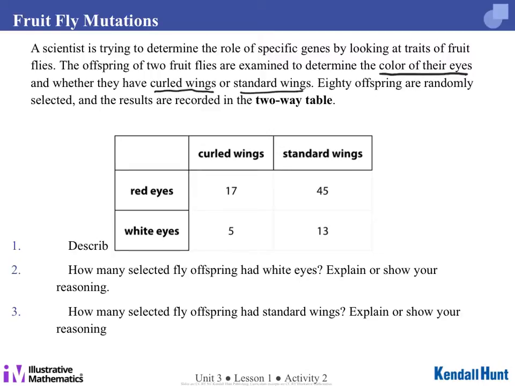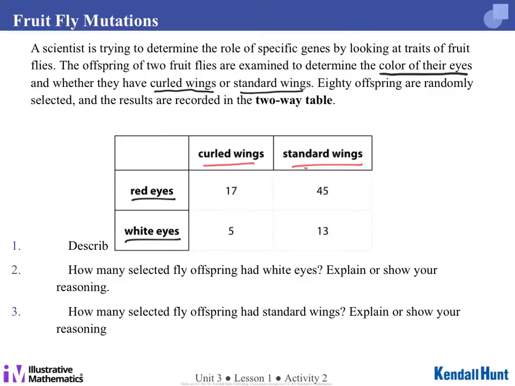So you can see that in this table they created, we have our curled wings and our standard wings, and then we also have our red eyes or our white eyes. 80 offspring are randomly selected and the results are recorded in this two-way table. So the first question they have for us is to describe what the 17 in the table represents.